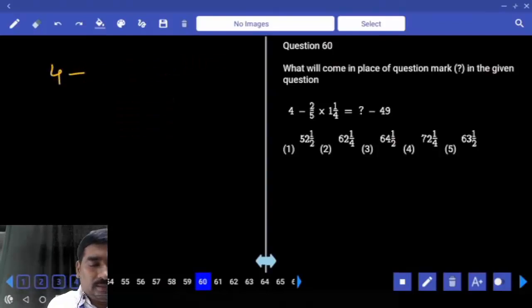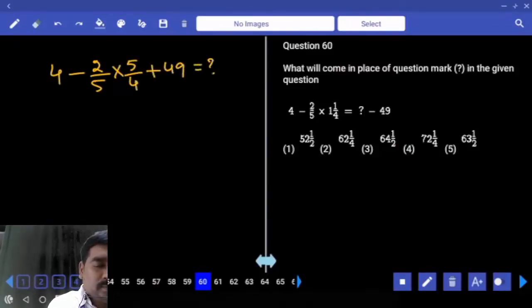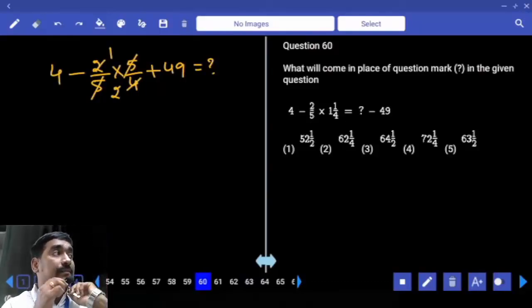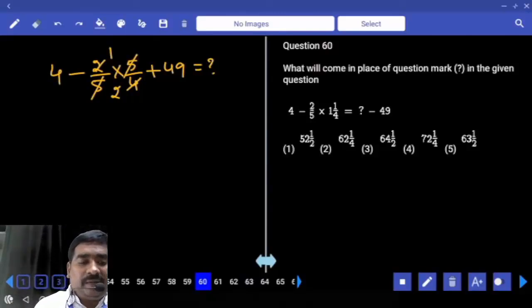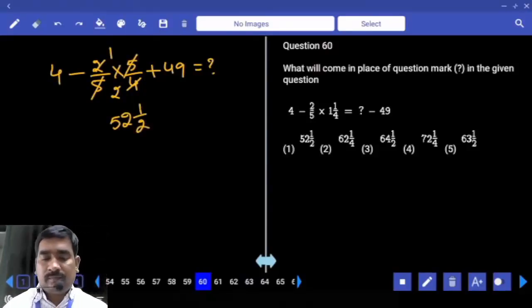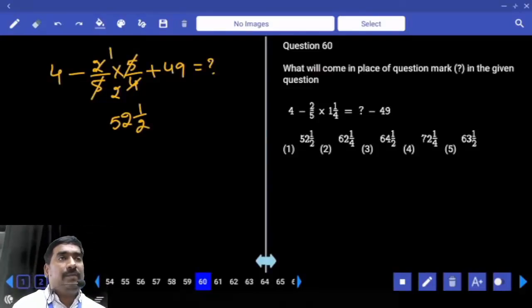Four minus 2 by 5 into what is 1 by 4? 5 by 4 plus 49 equals question mark. 5 gets cancelled. 2 by 4 means 1 by 2. 4 plus 49 is 53, minus 1 by 2 means 52, 1 by 2. 53 minus 0.5 is 52.5, that is 52, 1 by 2.